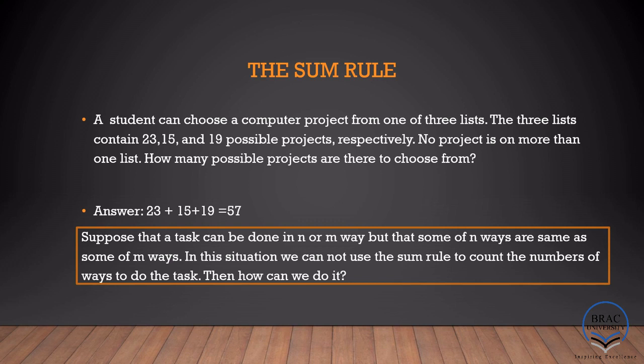We have 23 plus 15 plus 19 projects. That is, we have 57 projects. Out of that, we have to pick one project. So how many ways can we pick that? We can pick that in 57C1 or just 57 ways. Why did we apply the sum rule and not the product rule here? Because we are not picking different projects from different lists. We are just picking one project from three entire lists, right? That is why we have to use the sum rule here and not the product rule.